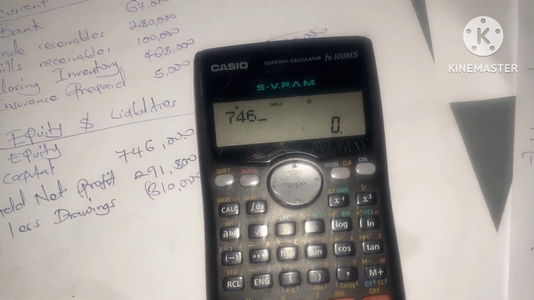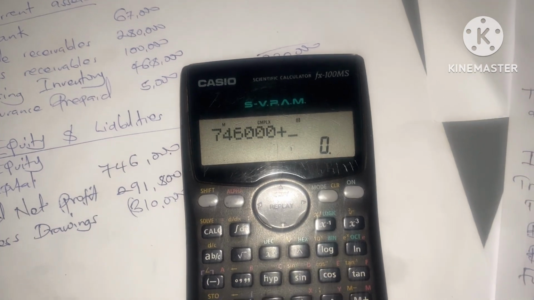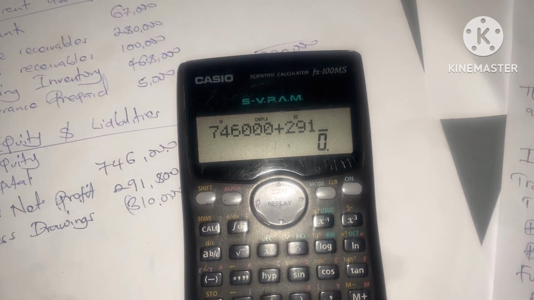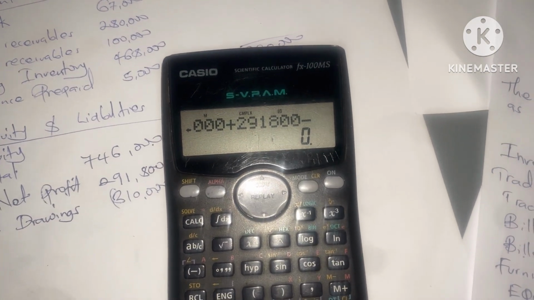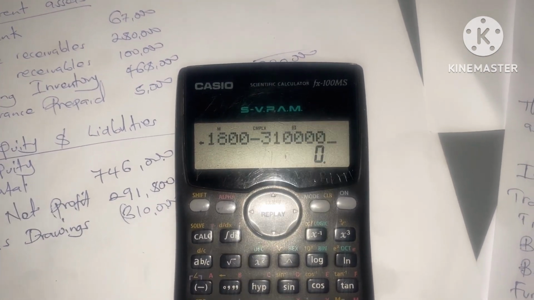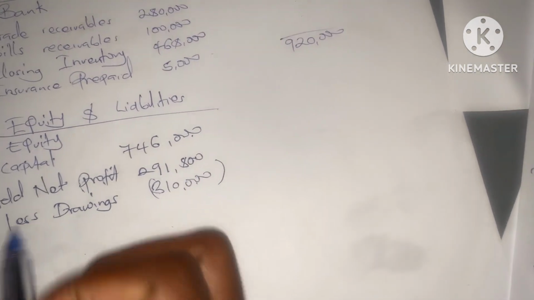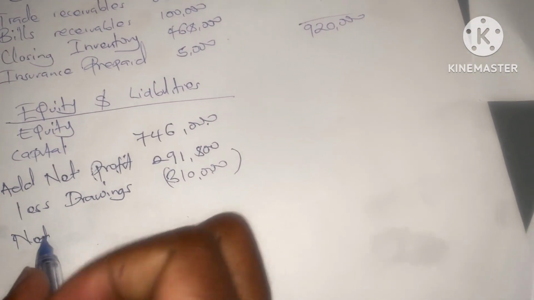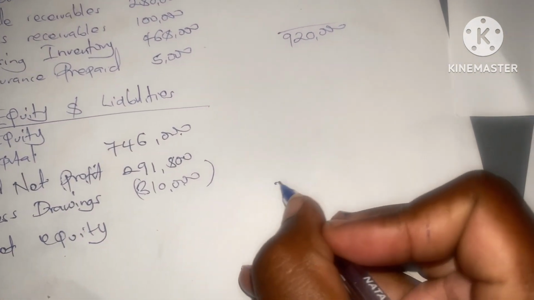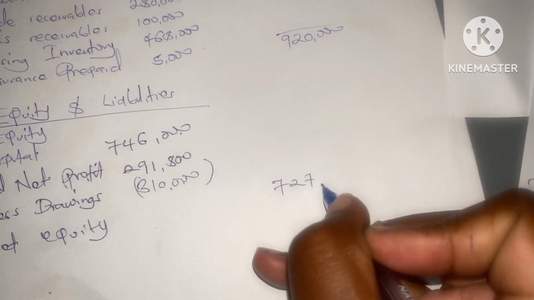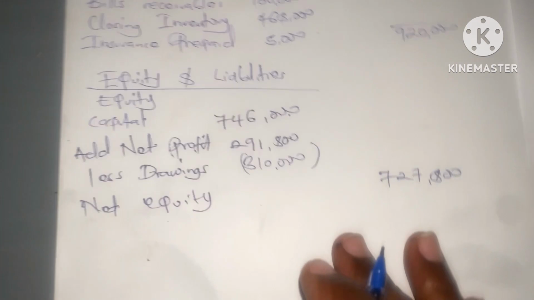So this versus that: 746 plus 291,800 minus 310,000. So the net equity is going to be 727,800. Then we go to liabilities.